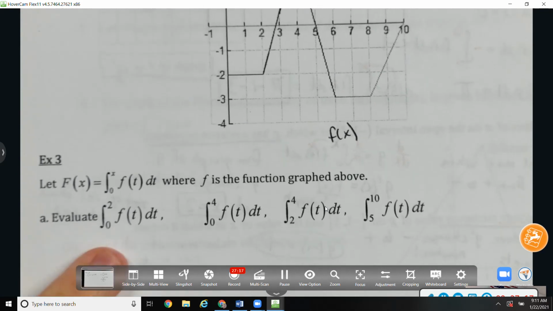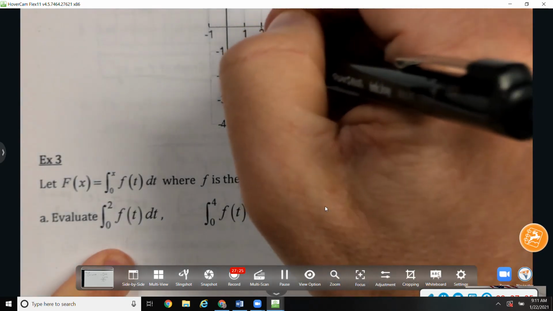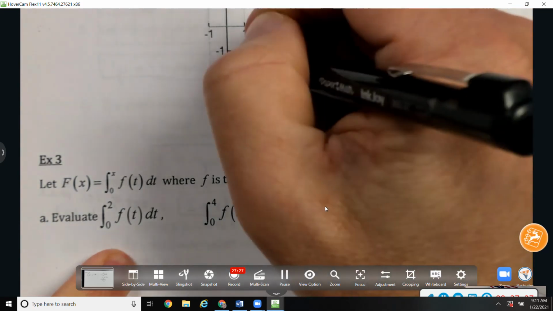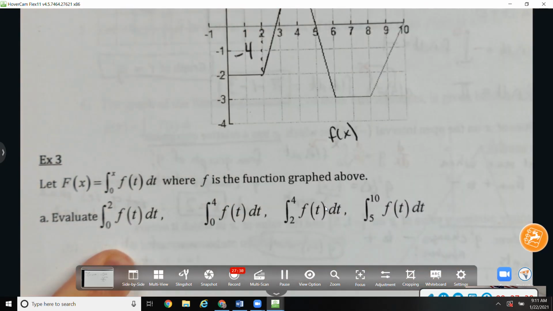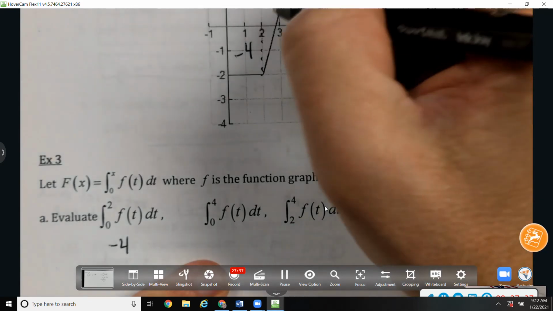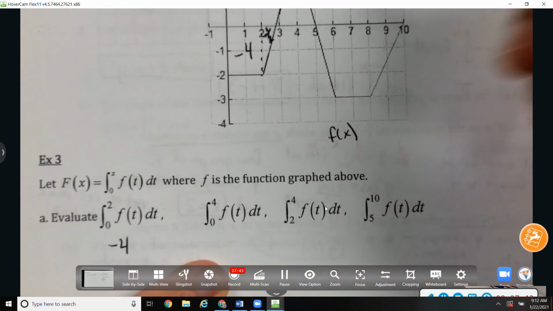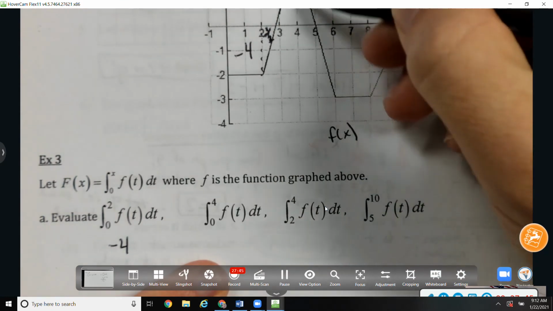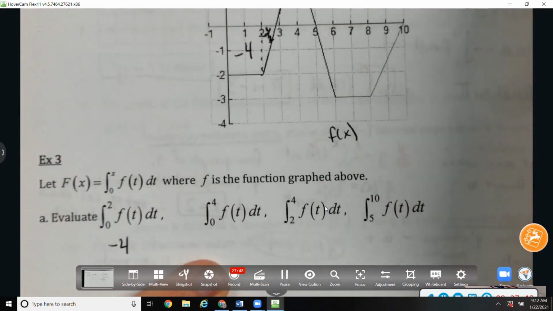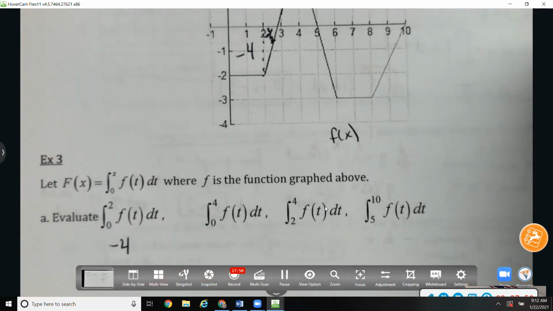Evaluate the integral from 0 to 2. Okay, we can do this pretty quickly. From 0 to 2, that would be negative 4. From 0 to 4, ooh, careful. This one's negative 1/2. What's the area of... Oh, that's not negative 1/2 either, because it doesn't cross where we think it should cross.